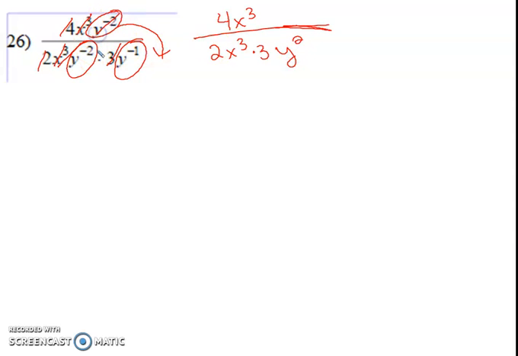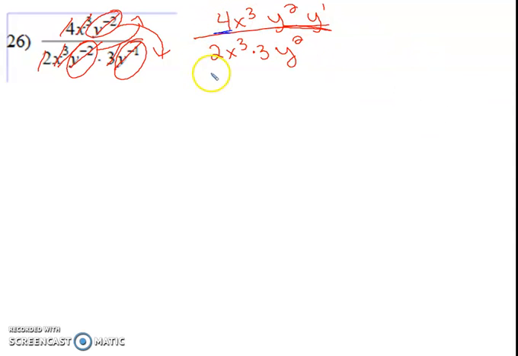And that one's gone. I'm going to move this y squared up. And then I'm going to move this y to the 1 up. The reason I move all the negatives first is because it's simpler than trying to subtract negatives. So let's do my coefficients.